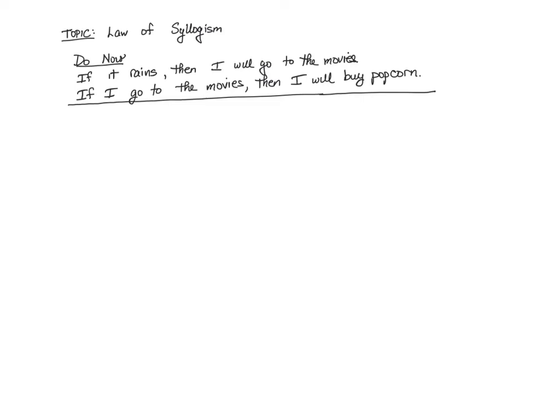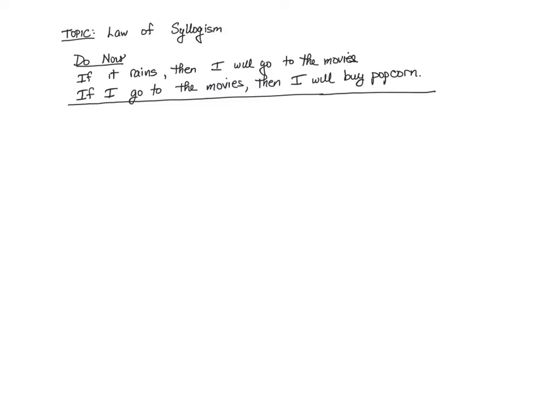Today we're going to look at our last law of inference, and this is called the Law of Syllogism. The Law of Syllogism deals with two conditionals, unlike the Law of Disjunctive Inference and the Law of Detachment. Okay, so let's look at the do now, which is an illustration.